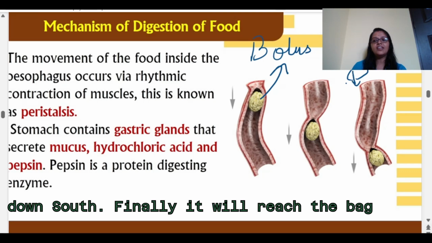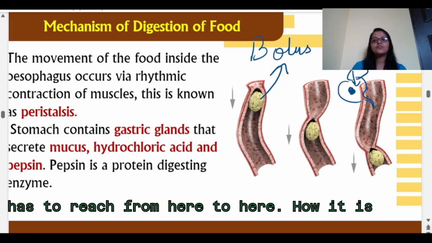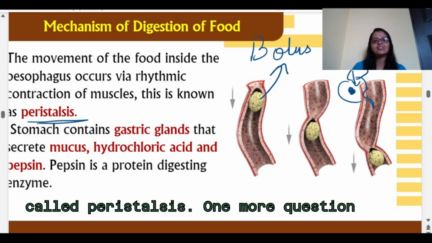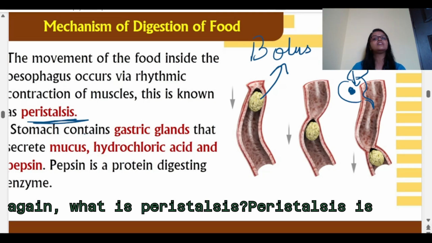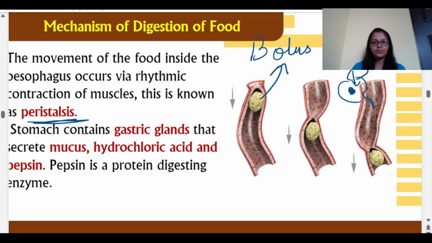So finally, it will reach the bag-like structure, the stomach. So the food has to reach from here to here, and it is moving with the help of a process called peristalsis. 1-mark question again: what is peristalsis? Peristalsis is the process of rhythmic contraction of the muscles to push the bolus down.